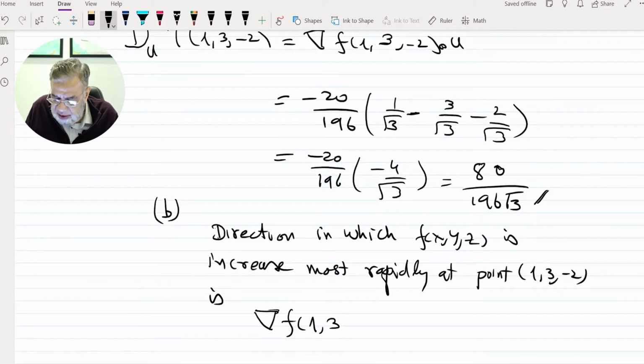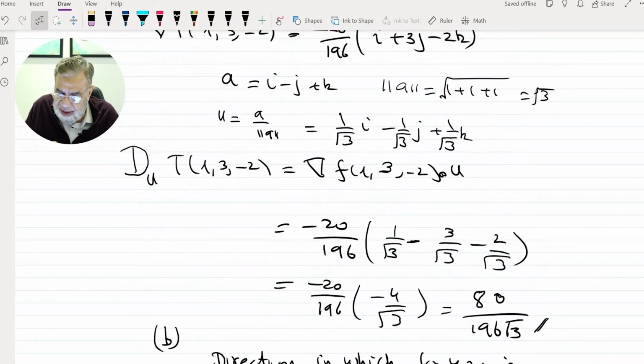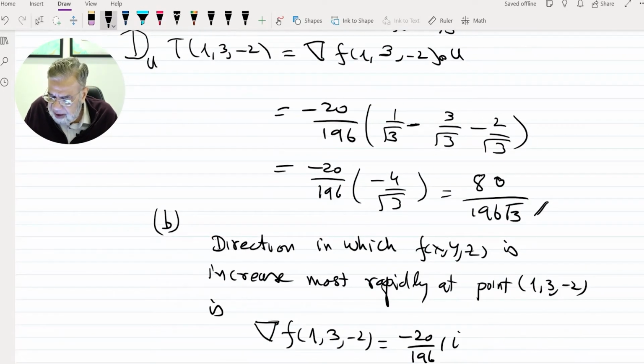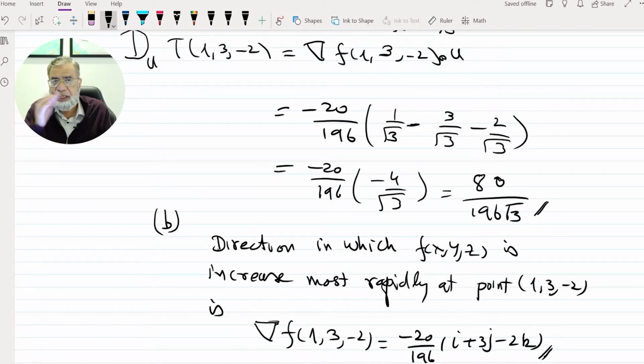And that's the gradient of the function we have seen, -20/196, and here we get the result as i + 3j - 2k. Okay, so that's the direction in which it is increasing most rapidly, and as I will discuss with you, if we want the direction which is decreasing most rapidly, we may have minus gradient. If you want to find the value of the maximum increase, that's the magnitude of the gradient.